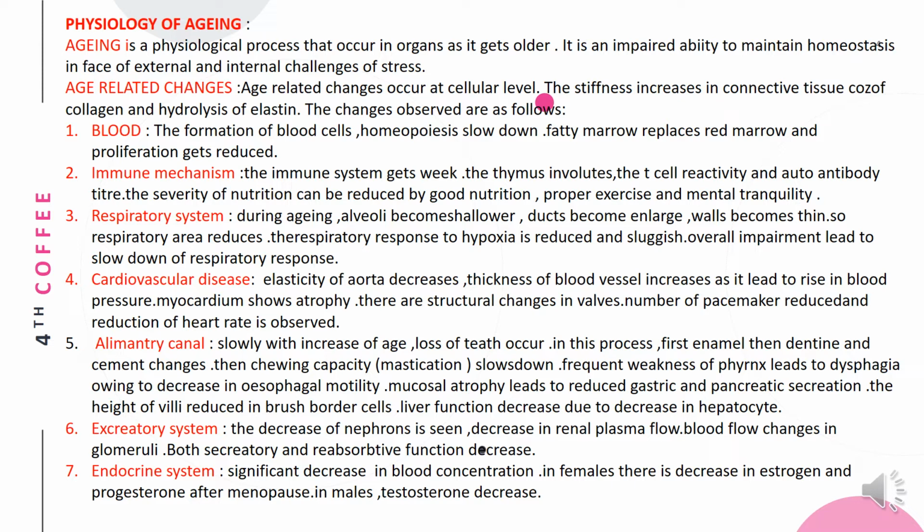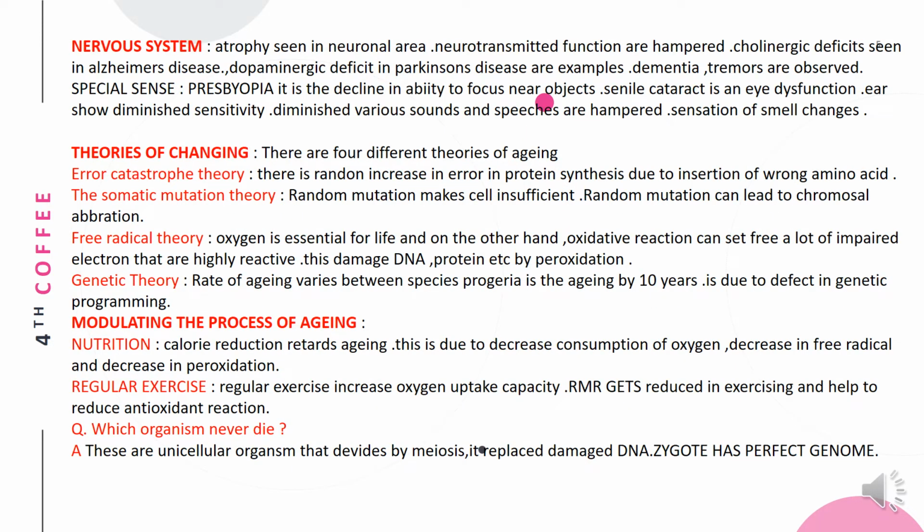Liver function decreases due to a decrease in hepatocytes. Excretory system: a decrease in nephrons is seen, decrease in renal plasma flow, blood flow changes in glomeruli, and both secretory and reabsorptive function decrease. Significant decrease in the blood concentration. In females, there is a decrease in estrogens and progesterone after menopause. In males, testosterone decreases.